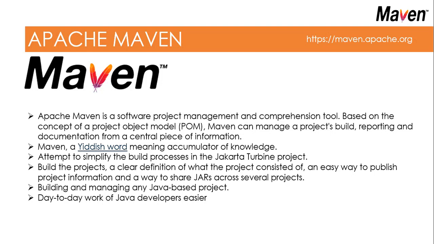Hello and welcome. In this lecture, we are going to talk about Apache Maven, just for overview and definitions, and objective. So, Apache Maven is a software project management and comprehension tool based on the concept of a project object model, POM. Maven can manage a project's build, reports, and documentation from a central piece of information. Maven is a word meaning accumulator of knowledge.